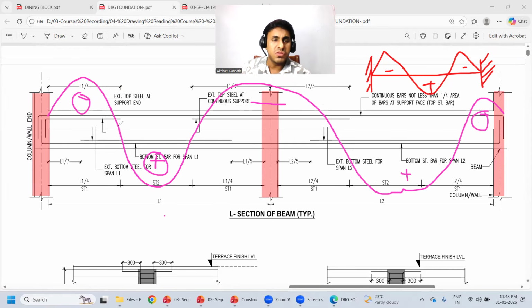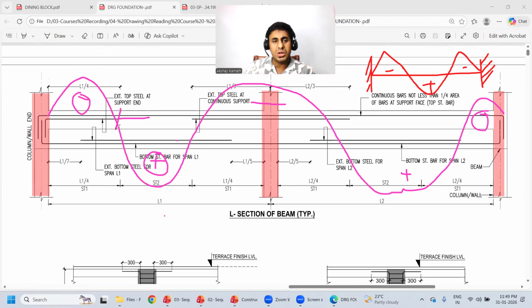Fine. So if you see here, this particular top extra bar, what I have provided, this one, has been extended up to this portion only. That is called L by 4. Why? Because beyond this point, this is no more a hogging bending moment. It is turning into a sagging bending moment. Since it is turning into a sagging bending moment, there is no point in extending this particular bar further.